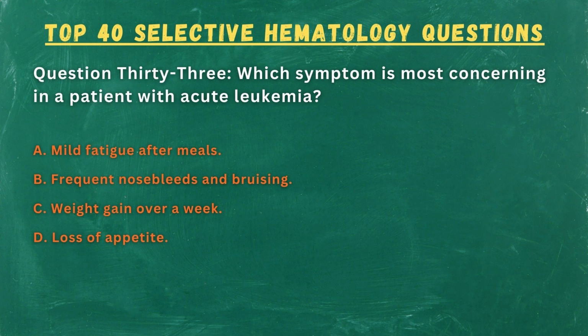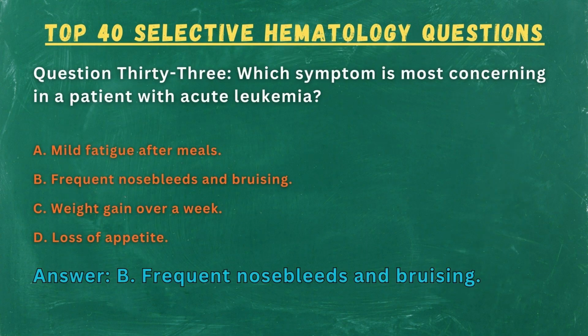Question 33. Which symptom is most concerning in a patient with acute leukemia? A. Mild fatigue after meals. B. Frequent nosebleeds and bruising. C. Weight gain over a week. D. Loss of appetite. Answer: B. Frequent nosebleeds and bruising.